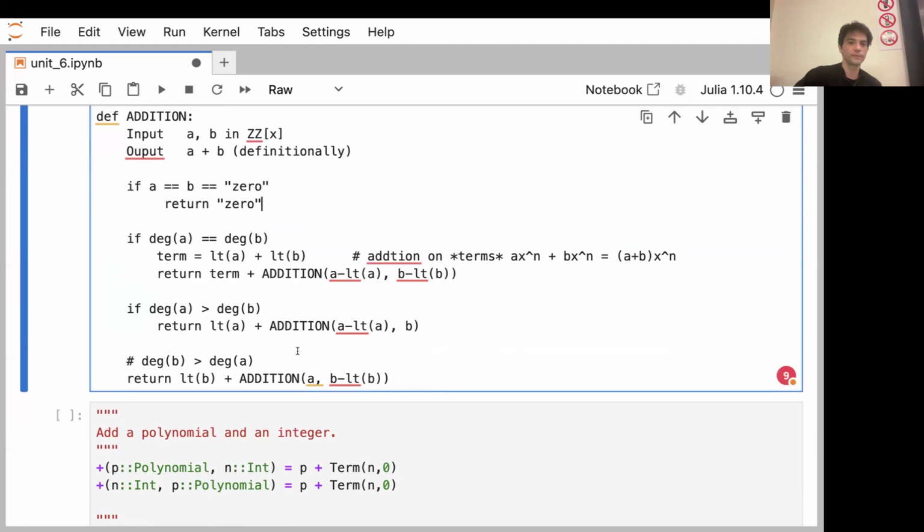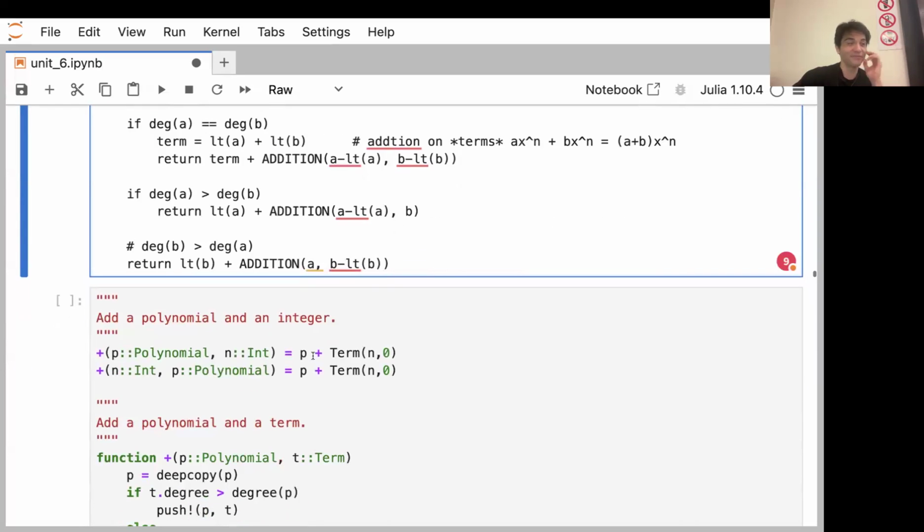Which addition? Oh, every branch calls addition again. Yeah, so there's no terminating procedure here. Okay, yeah, so sure, I bottomed out.